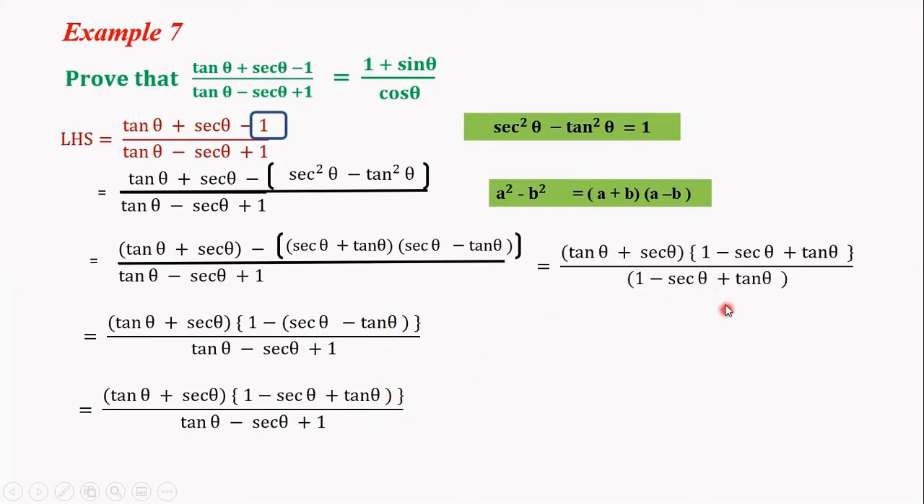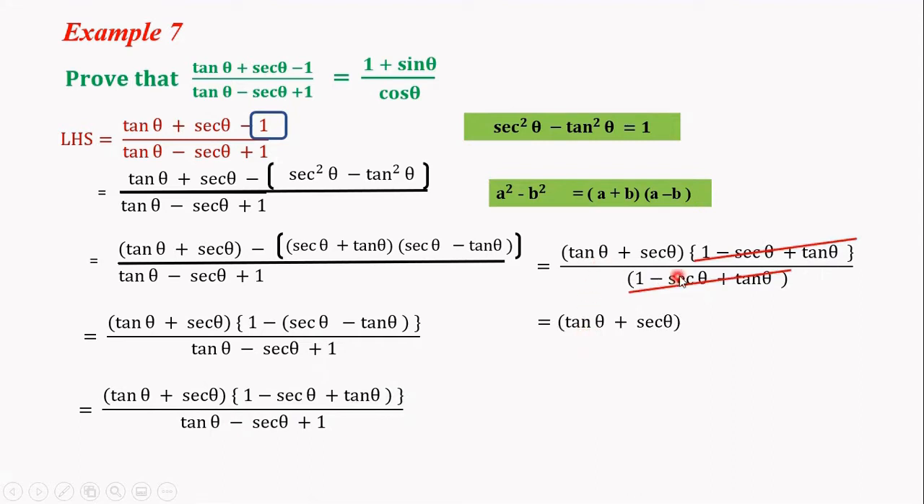Now, here in the numerator, tan theta plus sec theta here, and in the second bracket, 1 minus sec theta plus tan theta. Now in this denominator, we arrange the terms. That is, we bring this plus 1 to the first term and we take tan theta to the third one. We interchange the place of 1 and tan theta so that we get 1 minus sec theta plus tan theta. Now in both the numerator and denominator, we have 1 minus sec theta plus tan theta. The same bracket, they can get cancelled here.